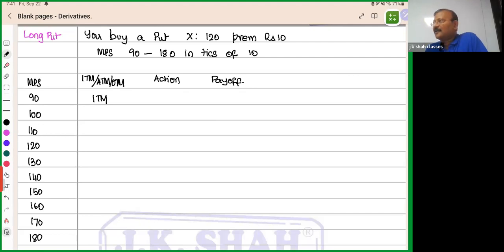At 100, what is it? At 110 and at 120. And remember, ATM is the crossover point. Then from ATM, it's out of the money. And even if you think logically, what have you got? You've got a right to sell, at what price? Market price is 130. The right that you have is worthless. You can sell it in the market, no?